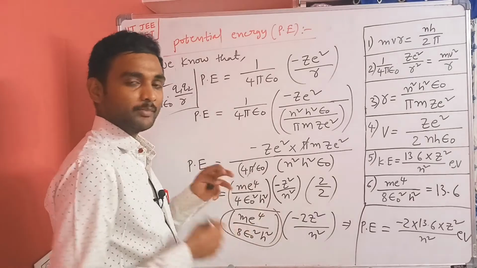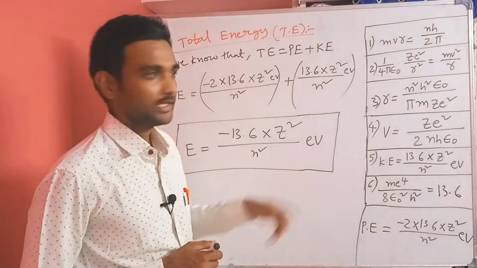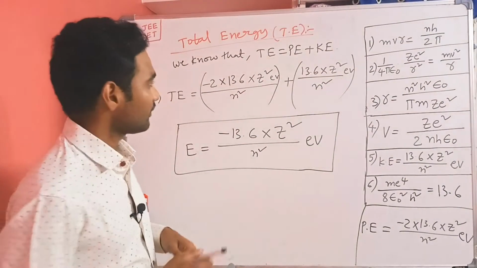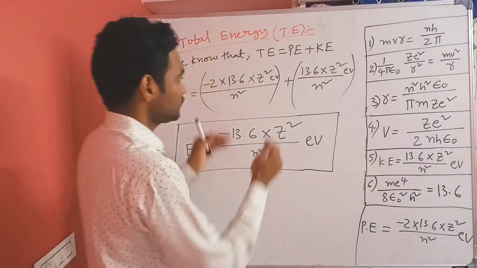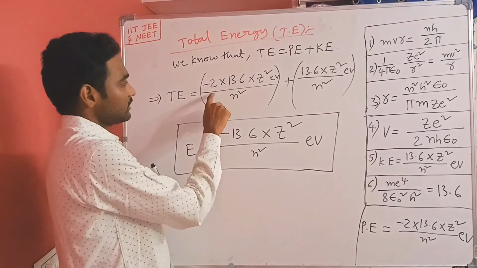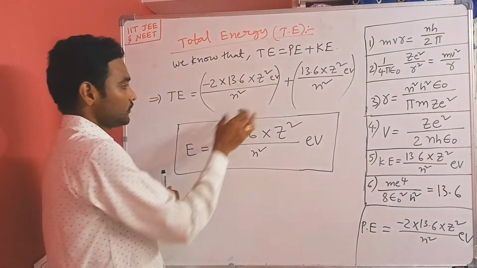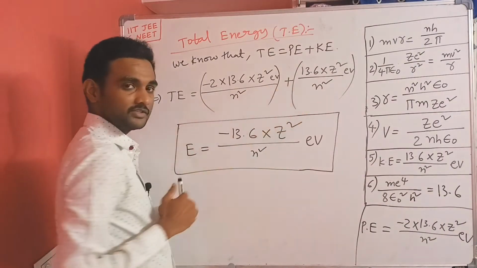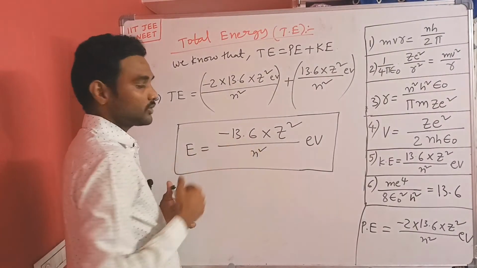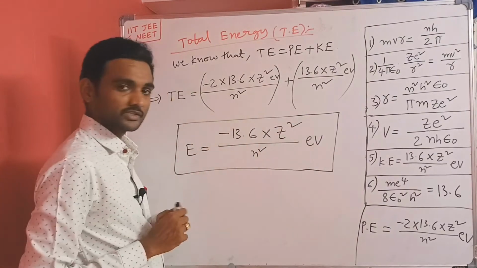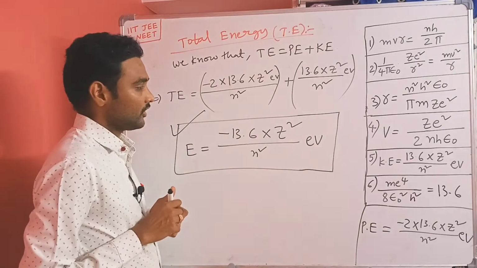Have you understood? Now let me calculate total energy. We know that total energy T is equal to PE plus KE, potential energy plus kinetic energy. Now these two values we know, potential energy we know, kinetic energy also we know. So these two values I am writing here. Potential energy value this one, kinetic energy value this one. Now if you add this and this one, then you will get the final total energy, which is equal to minus 13.6 into Z square by n square electron volts. This formula is very very important. Remember this formula. Okay, this is today's class.